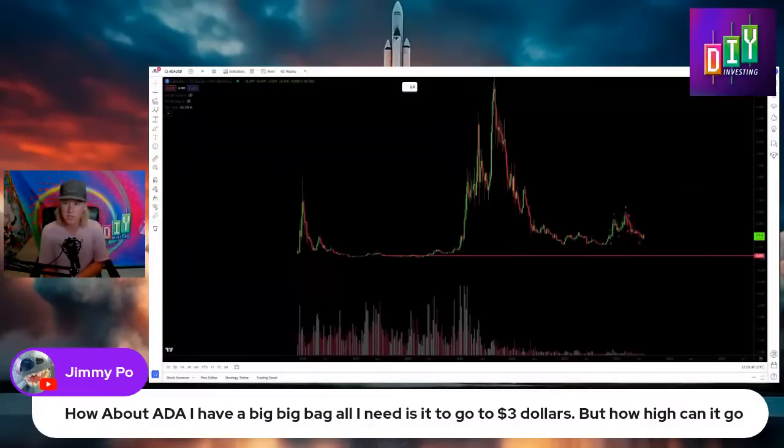The problem with these ETF approvals is we've got like 20 different layer ones and all these layer twos. What separates AVAX from ADA and ADA from all of these other layer ones that are out there? What is going to be that big deciding factor of what gets the ETF over the others? Personally, I really don't know, but we're just going to have to watch and see what ends up happening. You guys have any more?